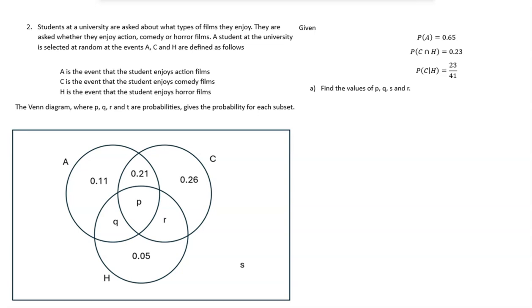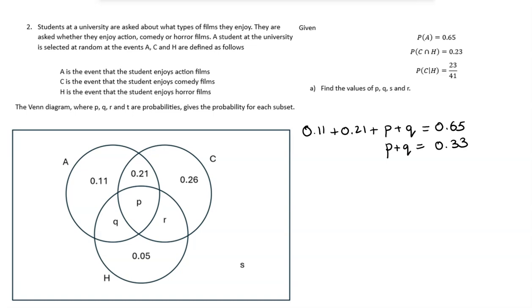You need to add them up to find that probability. So the probability of A is 0.11 plus 0.21 plus P plus Q, and that is going to equal 0.65, which we can then simplify to P plus Q equals 0.33. So again, not going to be enough to find what P and Q are just from that. So let's look at some more information here.